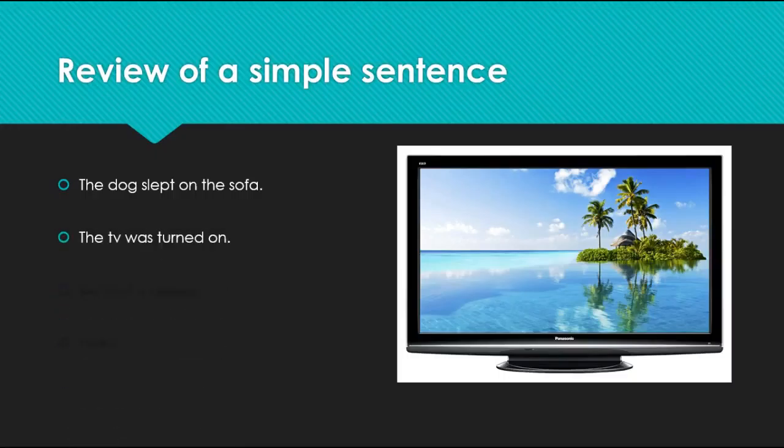We could have the TV was turned on. Again, the TV, which is the what or the who, was an action, turned on. My foot is asleep. The what or the who is my foot. What's going on is the is. What's happening? It's asleep. But remember, a sentence doesn't have to be big. Hello. It's an actual full sentence, surprisingly enough, but still conveys a subject.